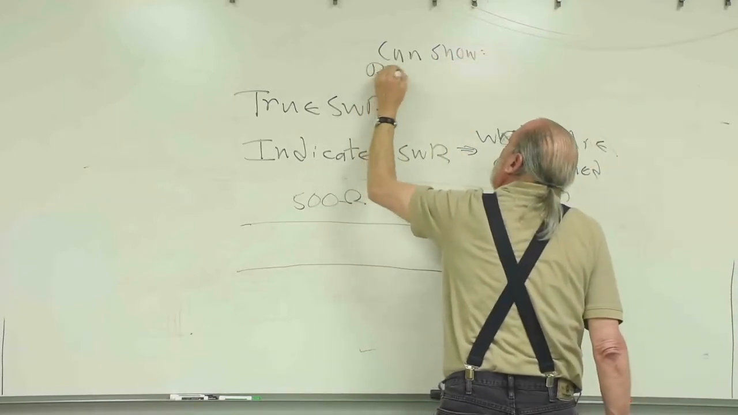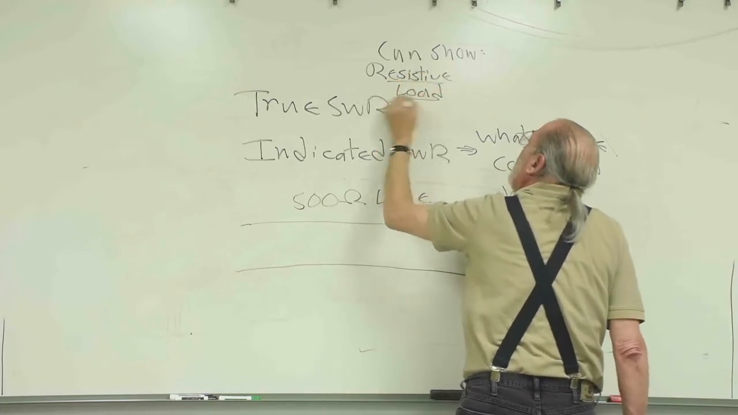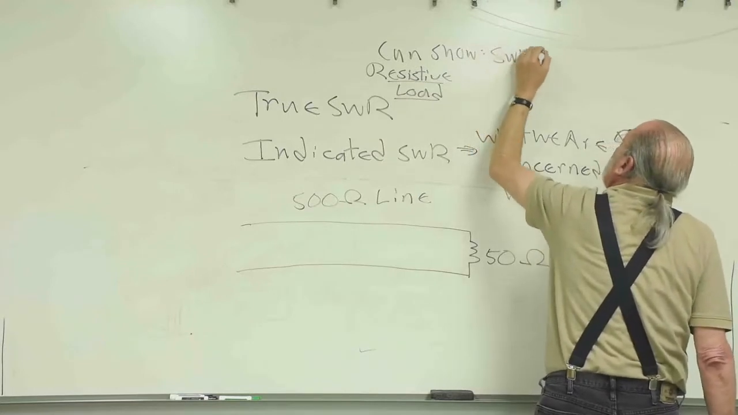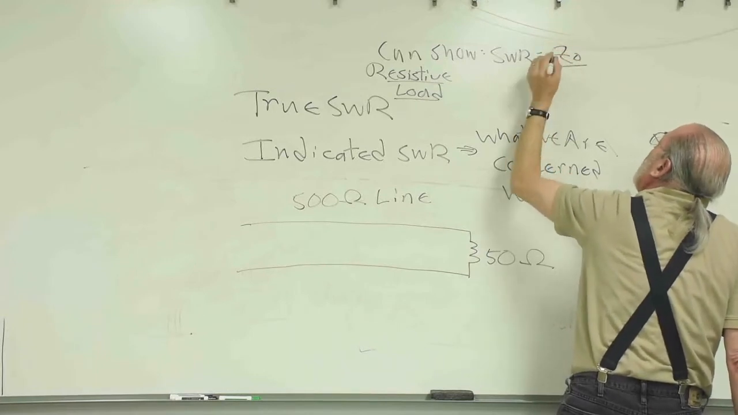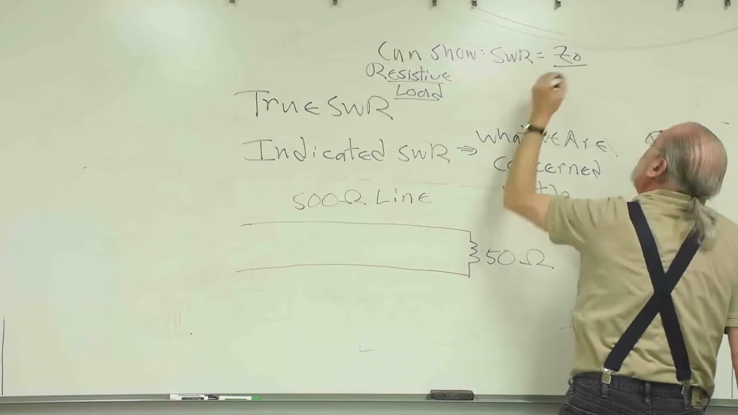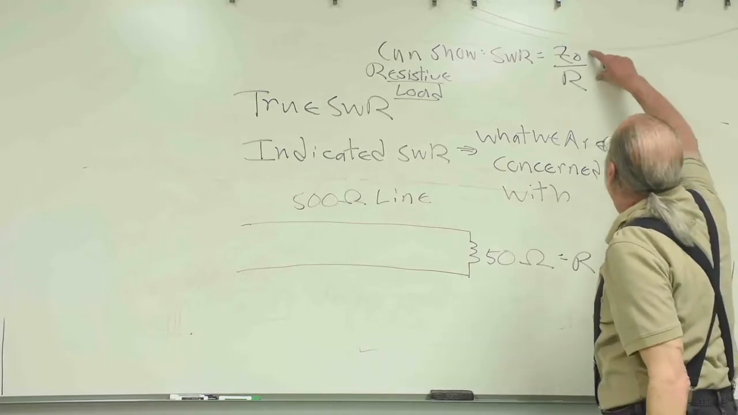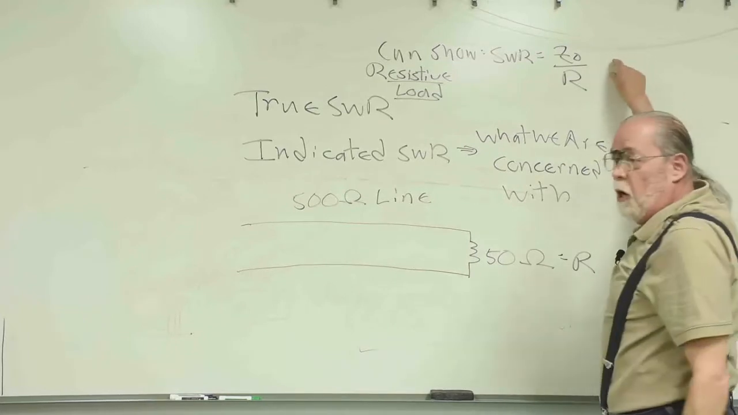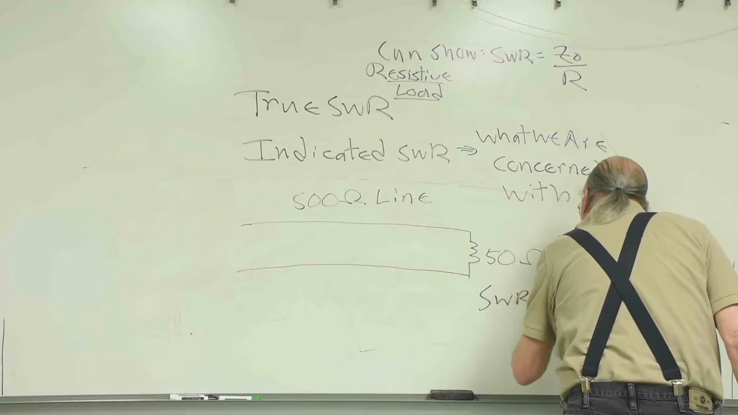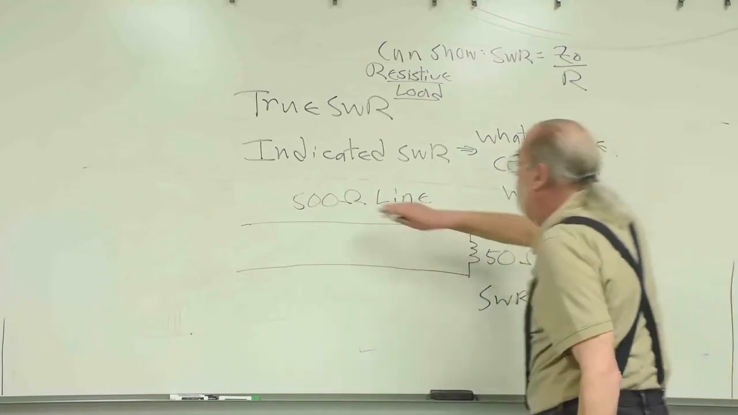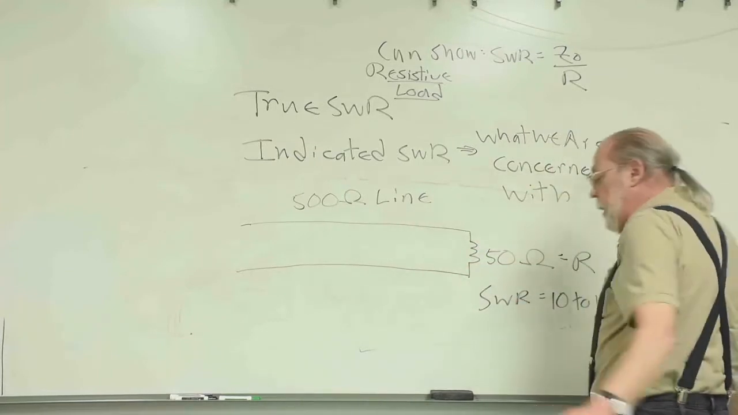For a resistive load, that means an antenna that's tuned to resonance, the true SWR is the impedance of the line divided by the termination impedance, okay? It's the impedance of the line divided by the termination impedance, so you flip it over. In this case, the actual SWR is equal to 10 to 1. 500 divided by 50 is 10 to 1. That might seem like it's terrible.